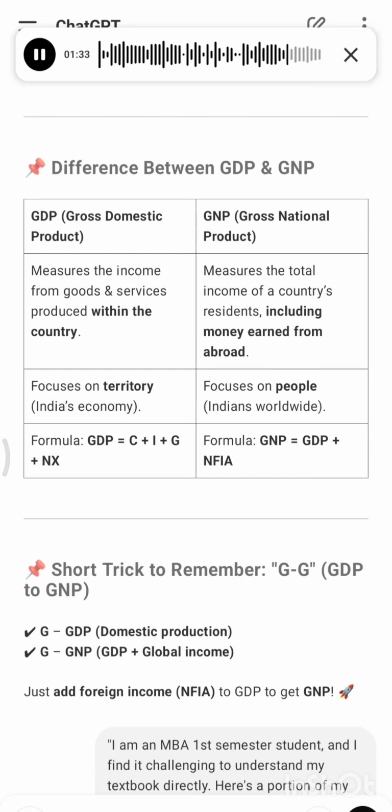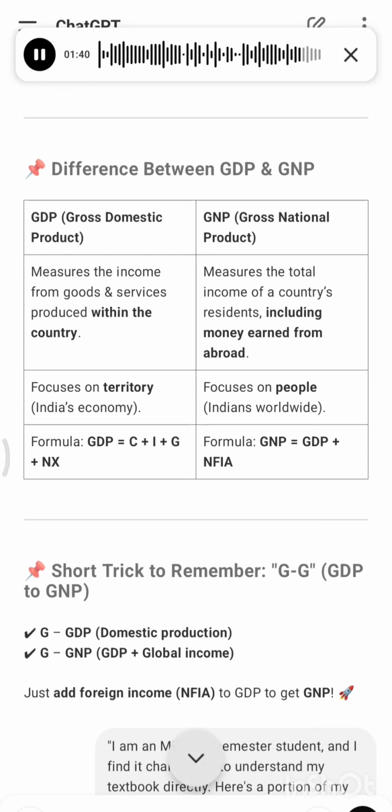Formula: GDP equals C plus I plus G plus NX. Formula: GNP equals GDP plus NFIA. Short trick to remember: GDP to GNP. GDP, domestic production. GNP, GDP plus global income. Just add foreign income to GDP to get GNP.